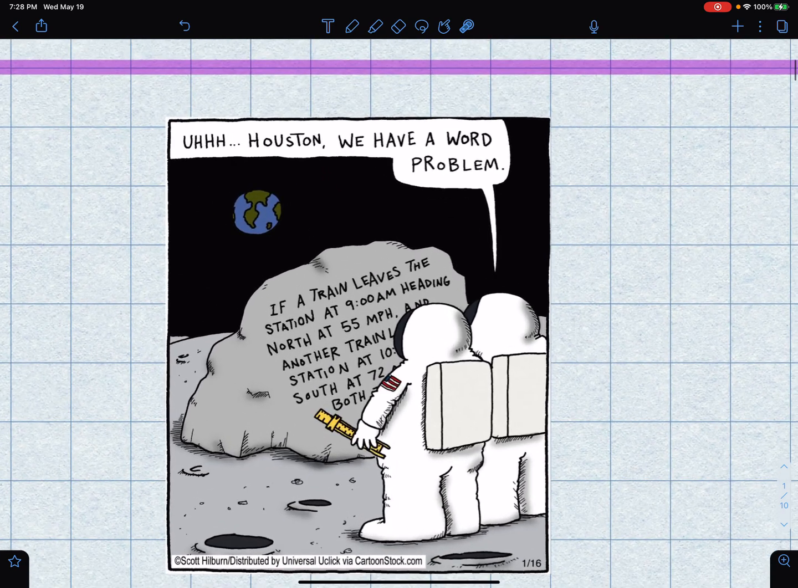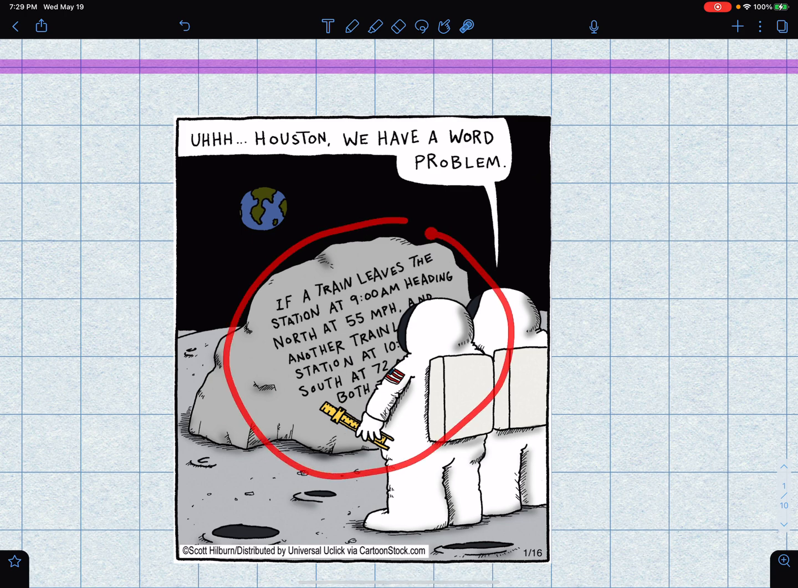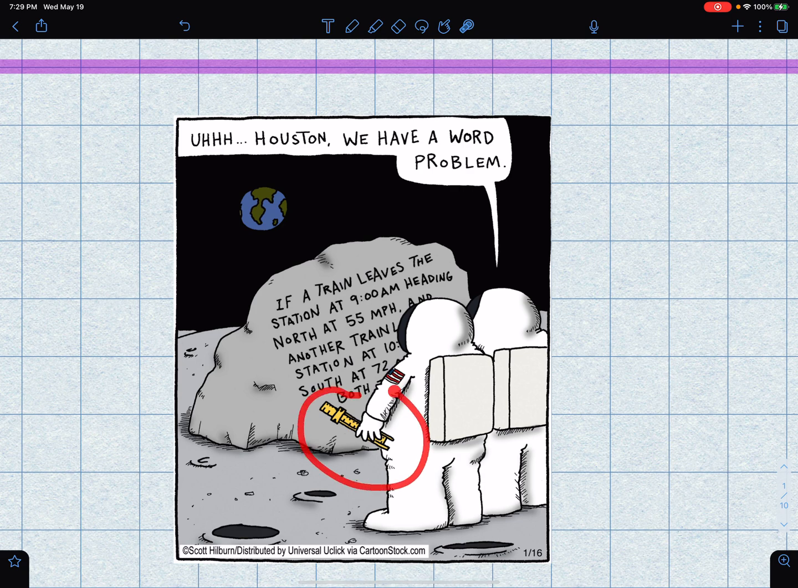Now, remember that Apollo 13 show we watched? Houston, we have a problem? Well, here they're saying, Houston, we have a word problem. Look, what if they got up to the moon and they saw this? If a train leaves the station at 9 a.m. heading north at 55 miles per hour and another train blah, blah, blah. That would be a serious problem, wouldn't it? Especially when you've only got this instead of a real calculator, huh?